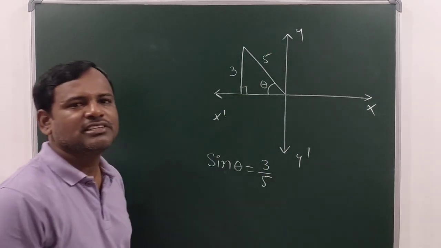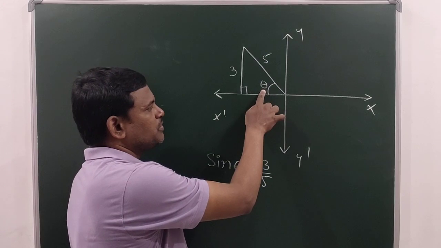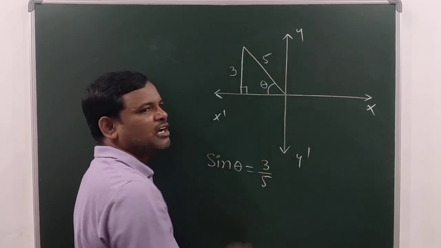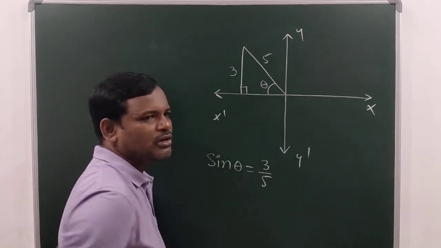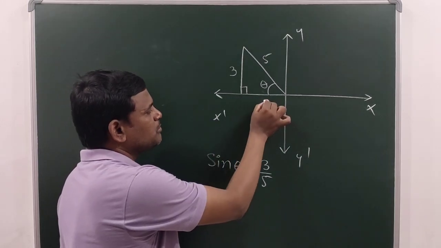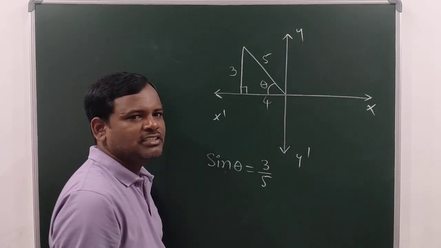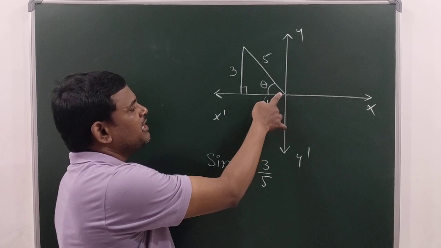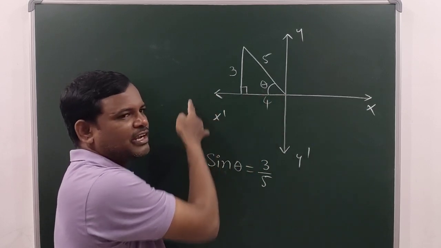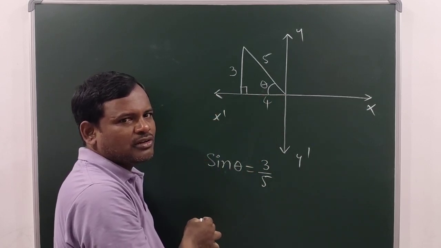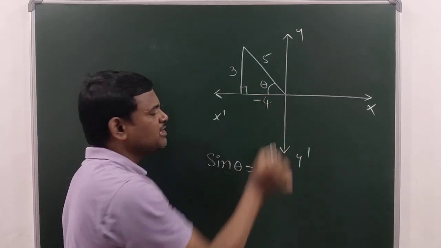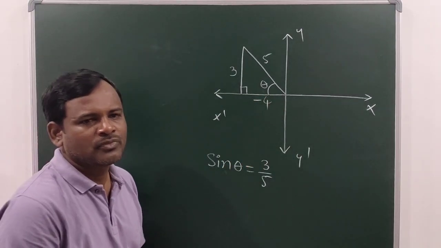Now apply the Pythagoras theorem. With respect to this theta, this is opposite, this is hypotenuse. Now adjacent you do not know. So apply the Pythagoras theorem so that you will get the adjacent as 4, but here it is negative, it lies along the negative axis, no? Negative x-axis, hence it should be written as -4. Okay?